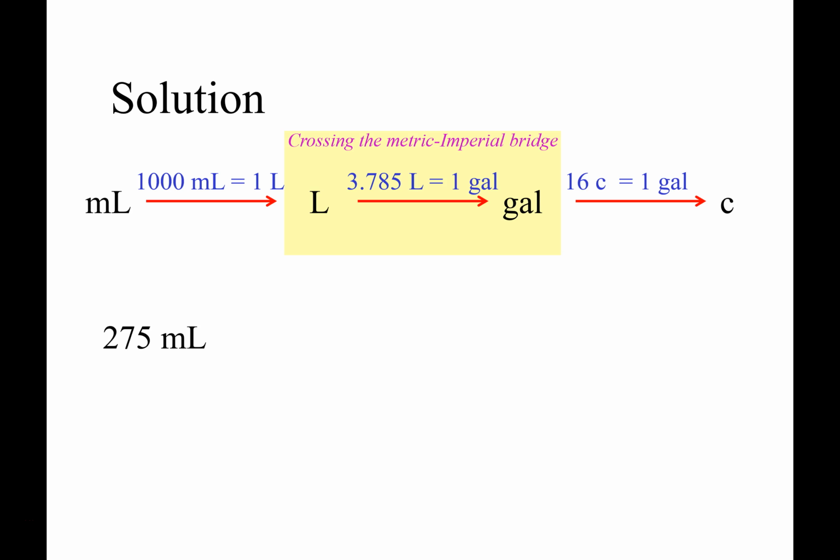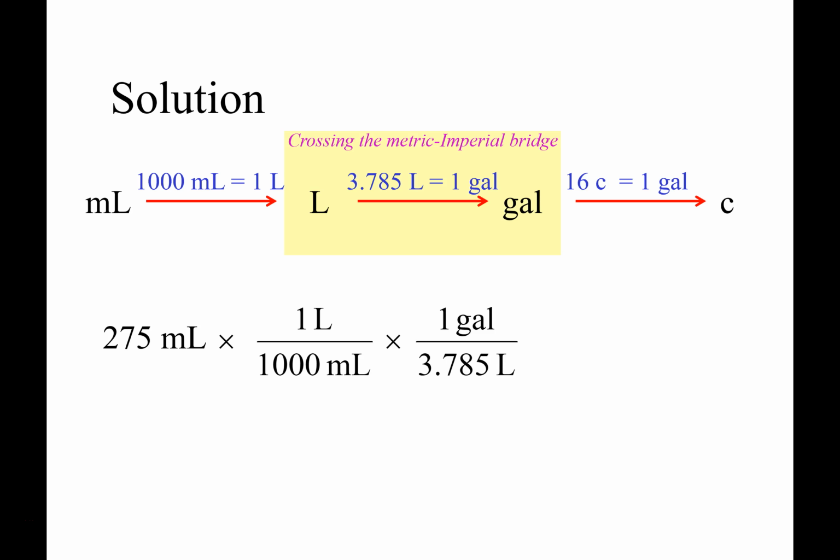So we need milliliters to cancel. How can we use this first equivalency statement to our advantage? 1 liter over 1,000 milliliters. Very good. So milliliters have canceled. We're left with liters. How can we use this second equivalency statement to our advantage? 1 gallon over 3.785 liters. Perfect.